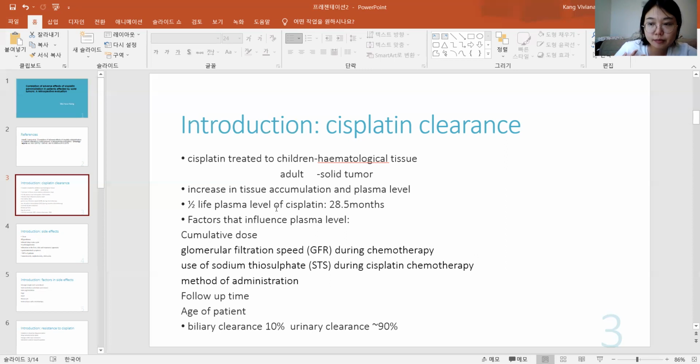Also, cisplatin leaves the body through biliary clearance, which accounts for 10% of the cisplatin removed, and urinary clearance, which accounts for 90% of getting rid of cisplatin out of the body.